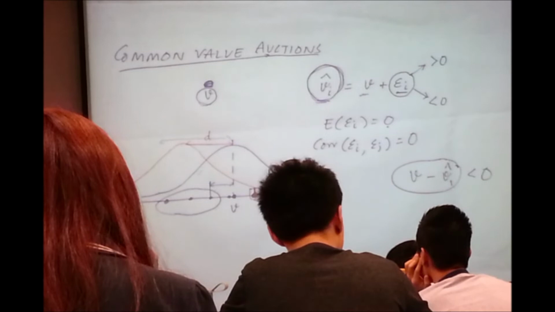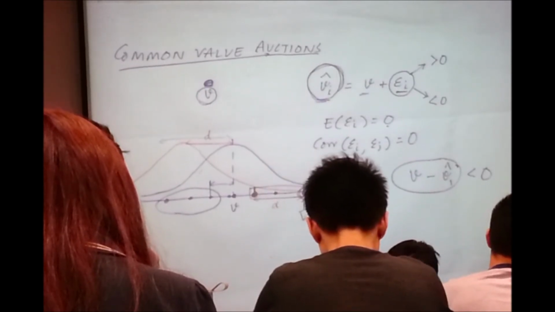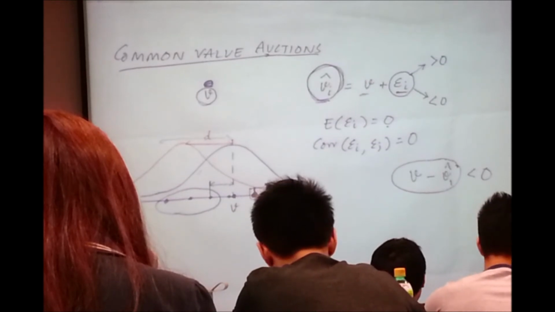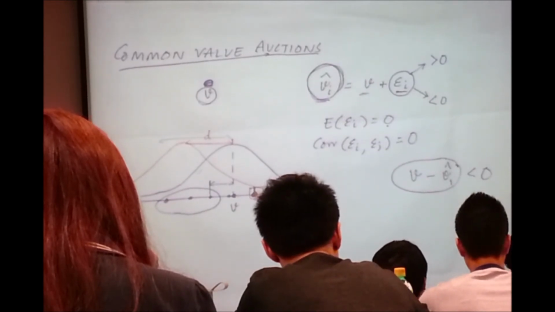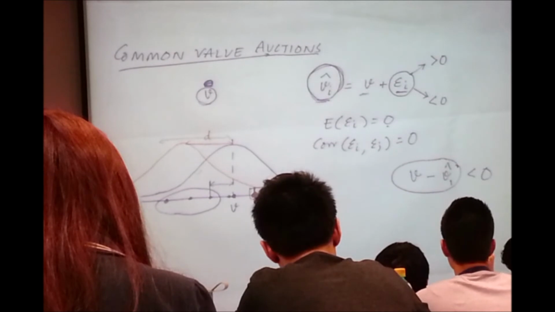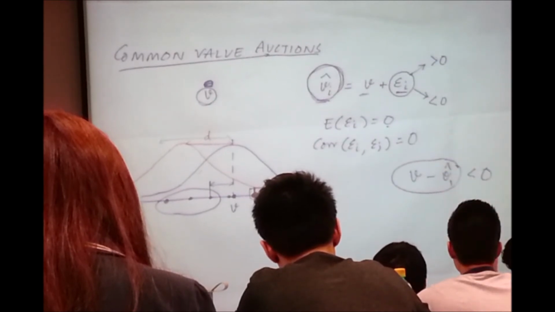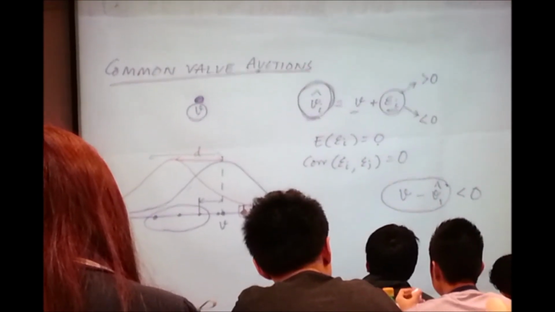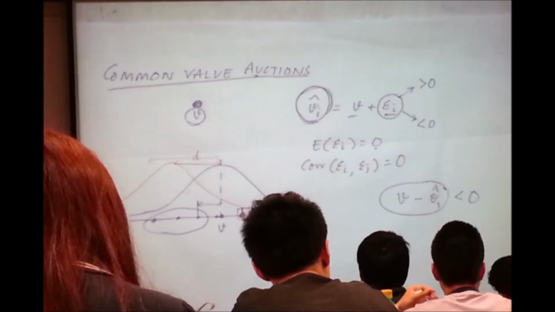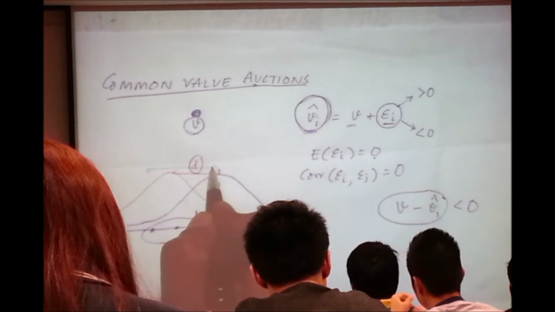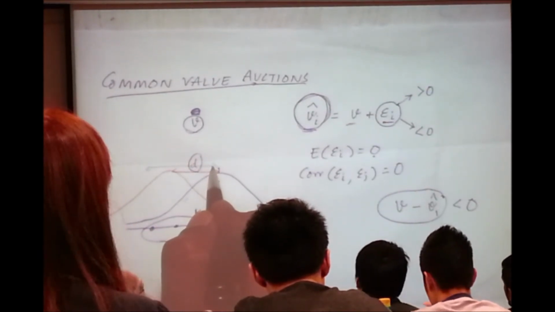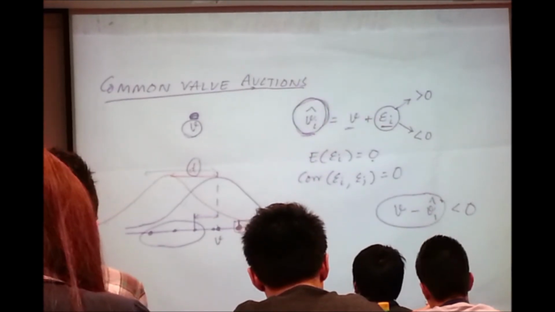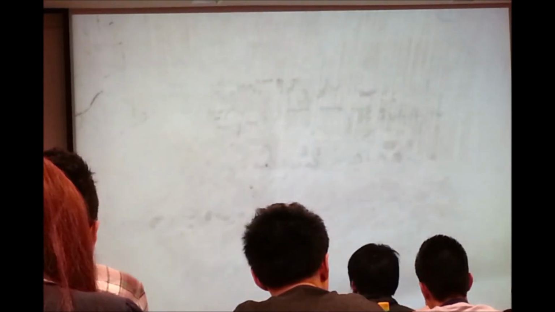So I don't have an optimal discount. All I know, however, guys, is that if there are more bidders participating in a common value auction, I better discount by a larger factor. The amount you should discount your bid below your estimate depends positively on the number of bidders. More bidders, you better be more careful. And why is that? It is because of this.